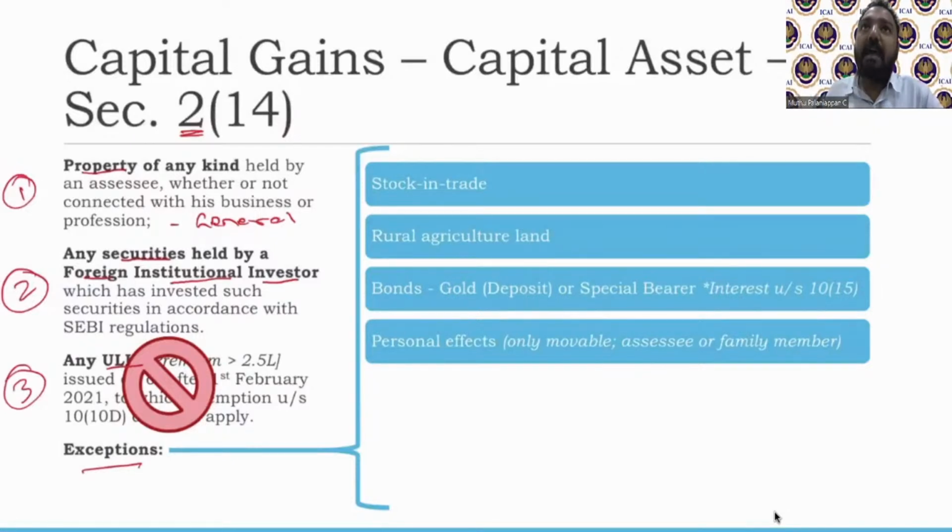The point they're trying to tell you is, let's say building is a capital asset. But if I'm a real estate builder like DLF or someone, my building need not be my capital asset. It could also be my stock in trade, because my activity itself is building and selling. I build property, I sell it. So my building becomes stock in trade for businesses involved in that business. So if it's stock in trade, it should not be categorized as a capital asset.